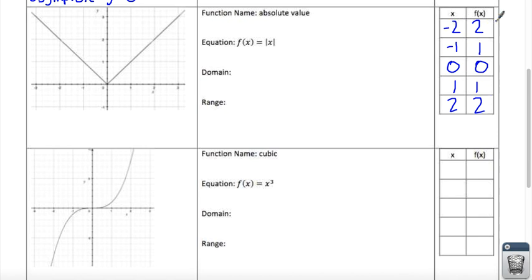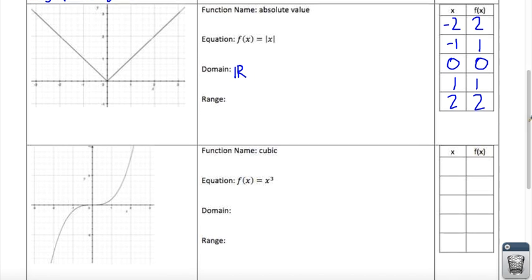For any negative x, the absolute value is just the positive. And for any positive x, the absolute value is the same number. So the domain of the absolute value function is all real numbers. And the range of the absolute value function, well, we said the absolute value can never be negative. So it has a minimum at 0. So it's anything greater than or equal to 0.